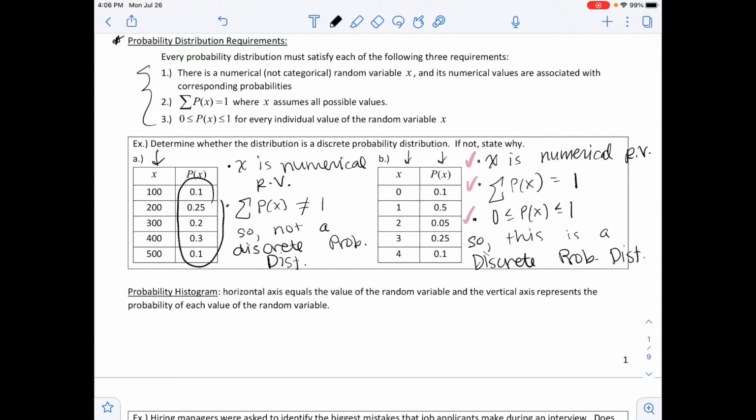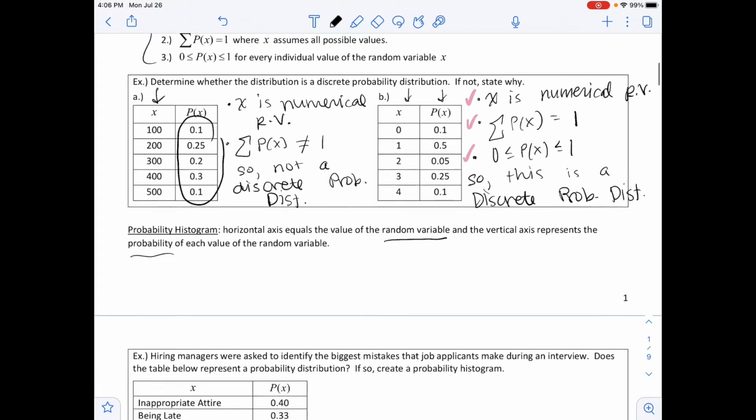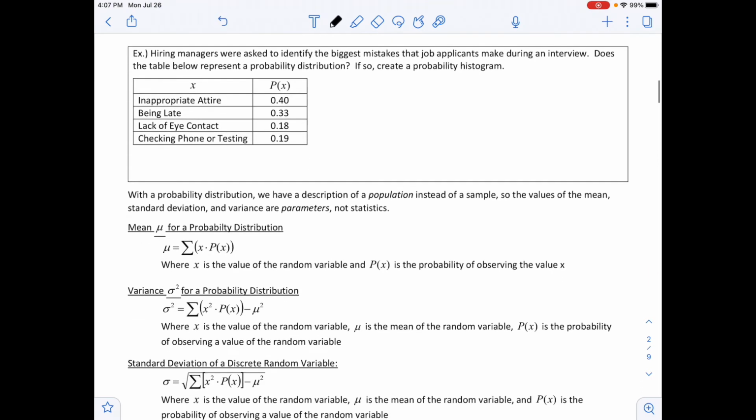Right below this we have a probability histogram. The horizontal axis is equal to the value of the random variable, and the vertical axis represents the probability of each value of the random variable. The example right below this says hiring managers were asked to identify the biggest mistakes that job applicants make during an interview. Does the table below represent a probability distribution? If so, create a probability histogram.